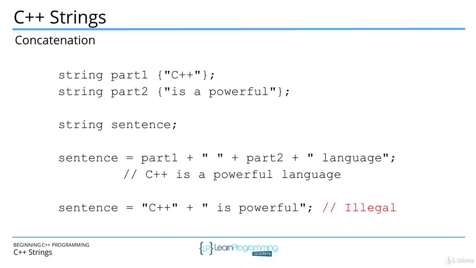Concatenation of strings just means building up a string from 2 other strings. We can use the plus operator to concatenate C++ strings. In this example, I created 2 strings, part 1, which is C++, and part 2, which is powerful. Then I have an empty string sentence. Notice that I'm assigning to sentence the concatenated result of part 1 plus a space plus part 2 plus a space plus language. If I displayed sentence now, it would display C++ is a powerful language.